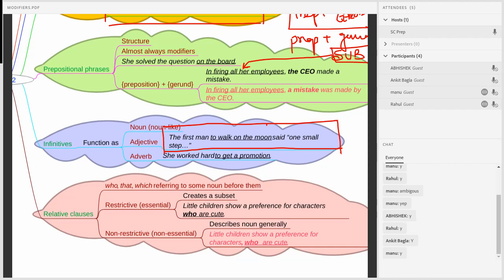Now, the second one, she worked hard to get a promotion. Take a look at this. How or why are we saying that this is an adverb? Because it describes why she worked hard. Excellent. So she worked hard to get a promotion. Why did she work hard? She worked hard to get a promotion. So this is telling us something about the reason behind her action.